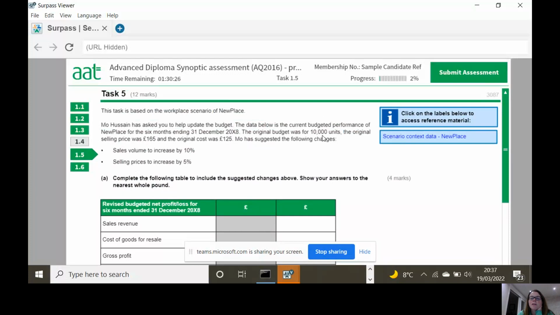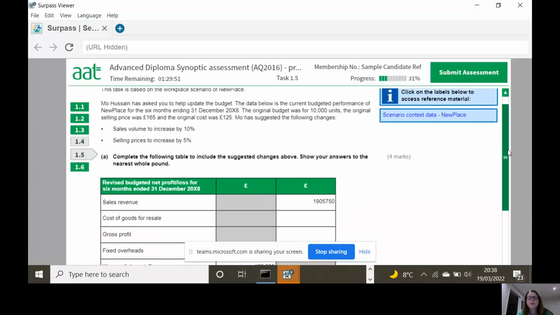Right, so sales revenue. So it was 10,000. It's going up 10%, so that's now 11,000. And the original price, 165, is going up by 5%. So that's £173.25 per unit. So if I multiply that by the 11,000 units, I get 1,905,750.